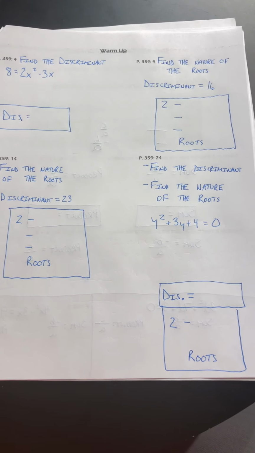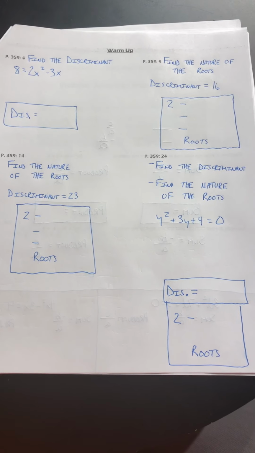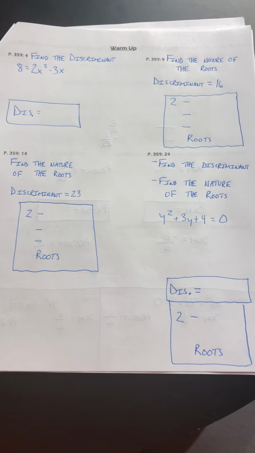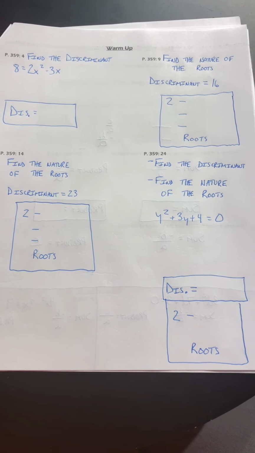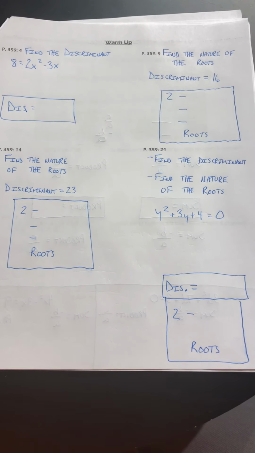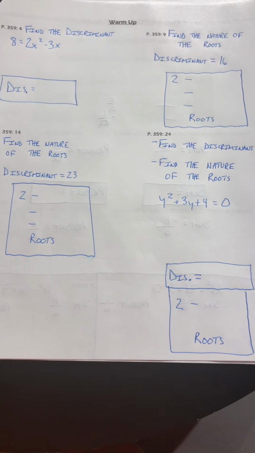For page 359, number 14, you have to find the nature of the roots, once again, given the discriminant of 23. And for page 359, number 24, you have to find the discriminant, using b squared minus 4ac, and then find the nature of the roots using the table. The equation is y squared plus 3y plus 4.